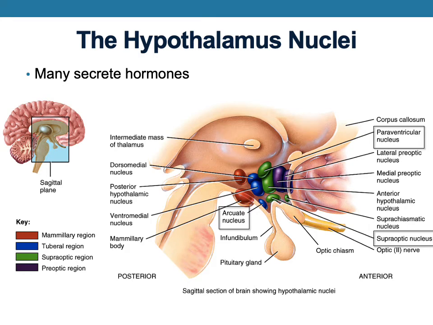The hypothalamus nuclei. I know you learned a lot in neuroanatomy about the many nuclei of the hypothalamus. Many of these nuclei produce and secrete hormones. In this course, we're only going to focus on the hormonal production of the arcuate, paraventricular, and supraoptic nuclei.